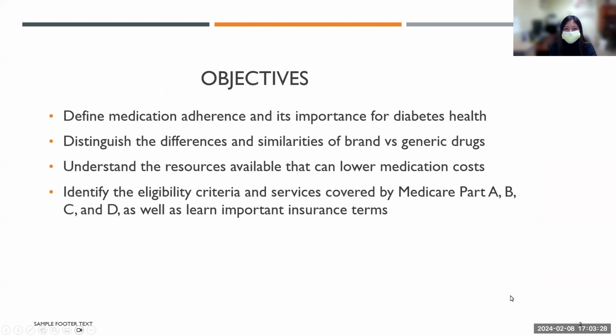Okay, so for today's presentation, we're actually going to talk about some different subjects, including lowering drug costs. So we'll also define medication adherence today and find out why it's important for diabetes health. We will also distinguish the differences and similarities between brand and generic drugs. And we will understand all the resources available that can help lower our medication costs. And tying into that, lastly, we will identify the different criteria and different services offered by Medicare, as well as learn important insurance terms.